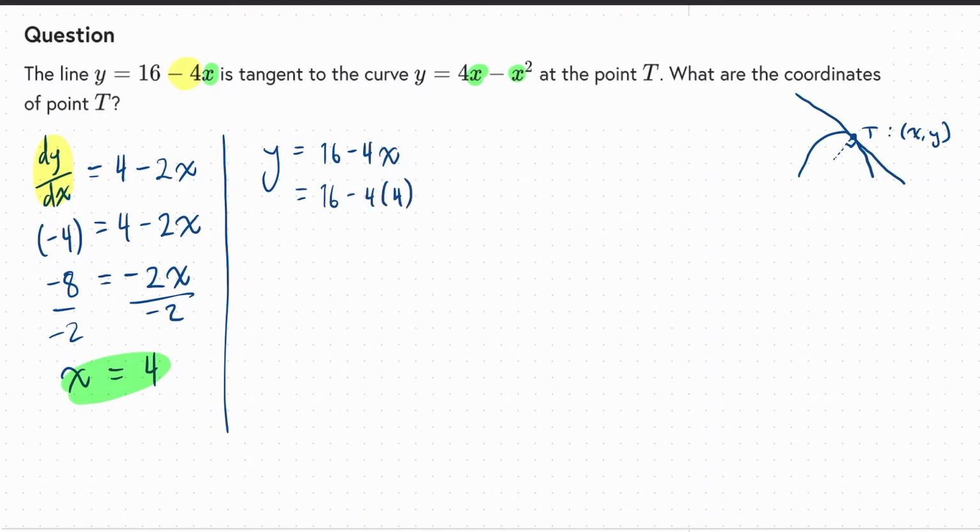Notice the brackets, such a good habit to get into. That's 16 minus 16, which is equal to 0. So t is equal to 4, 0.